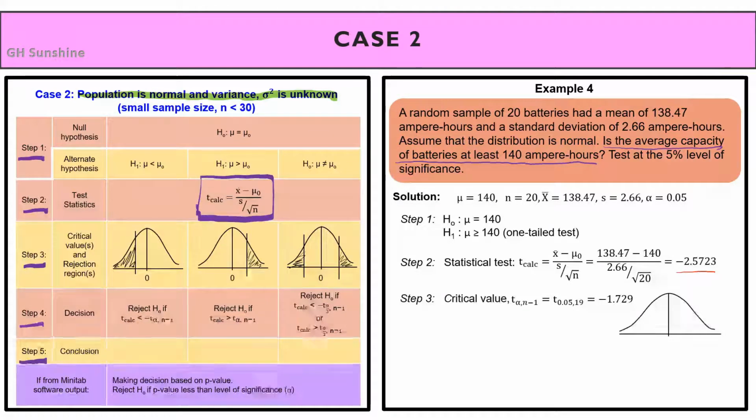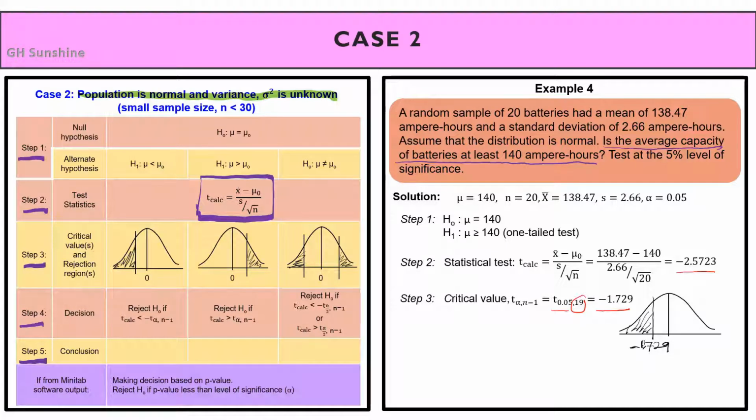So here alpha equal to 0.05, and then degree of freedom equal to 19, 20 minus 1. So from the table, the critical value equal to negative 1.729. So where is the rejection region? Left side. So left side, negative 1.729. Here.